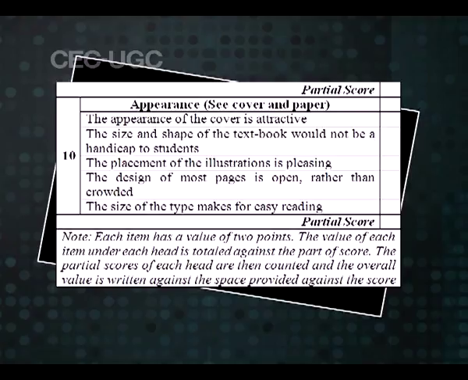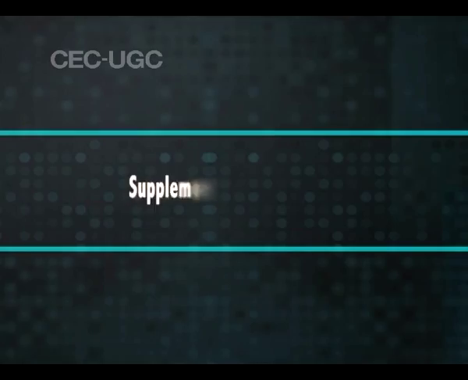Now please refer to the note for tabulating the score. Each item has a value of 2 points. The value of each item under each head is totaled against the part of the score. The partial scores of each head are then counted and the overall value is written against the space provided against the score. Supplementary science books.